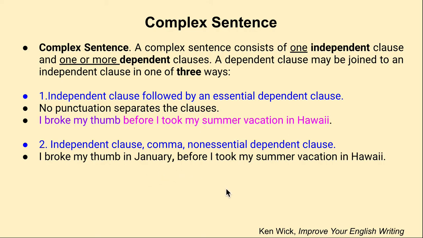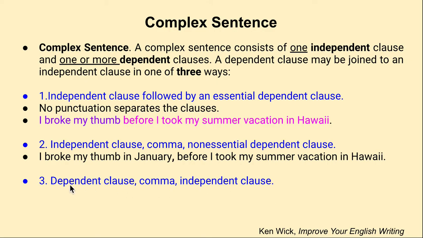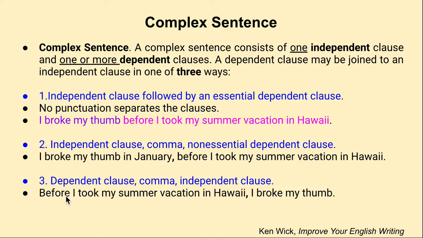So the third way to separate them is you put the dependent clause first, comma, independent clause. Before I took my summer vacation in Hawaii, comma, I broke my thumb. So when you have a dependent clause followed by an independent clause, you put a comma between them. This is one of the ways to start the sentence.